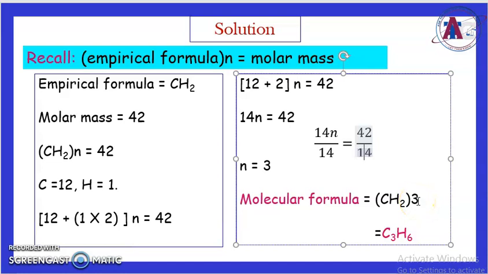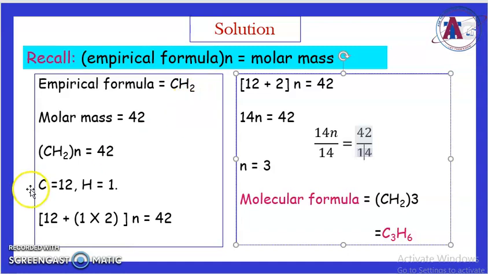How do we now find the molecular formula? Multiply through by 3. So 3 times carbon atom, we have C3. We have 3 times this 2, we have H6. So the molecular formula of the compound is C3H6. Do you understand? So if the empirical formula is just CH2, the molecular formula is C3H6. That is the multiple of empirical formula. It's just like bringing the empirical formula 3 times.